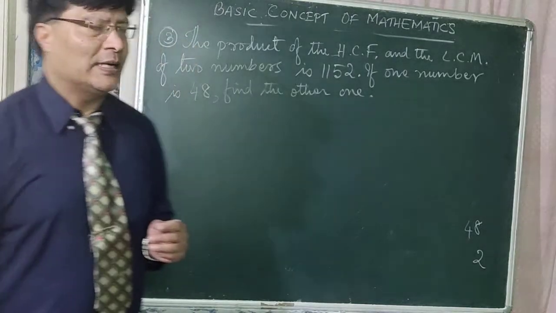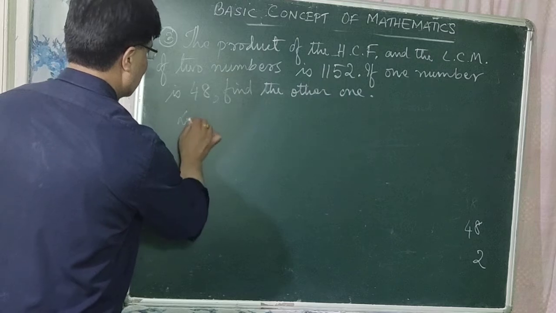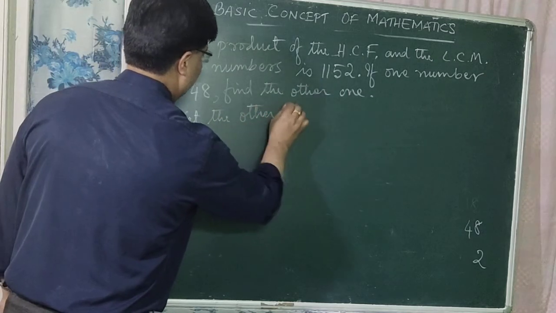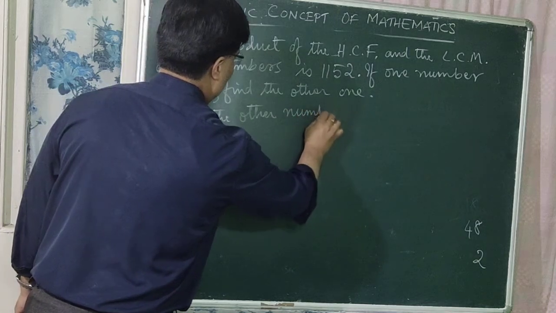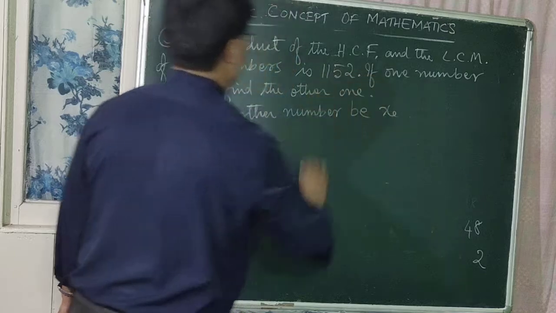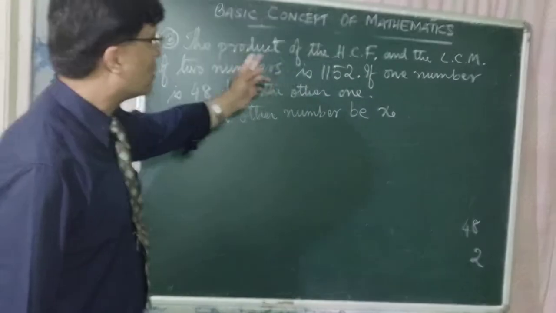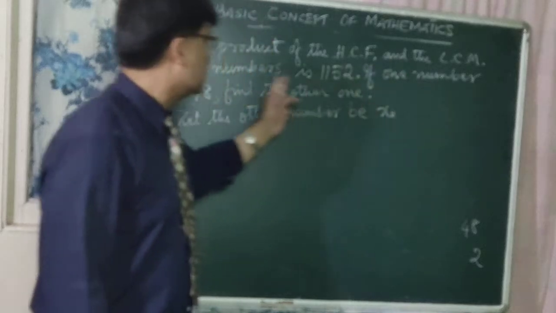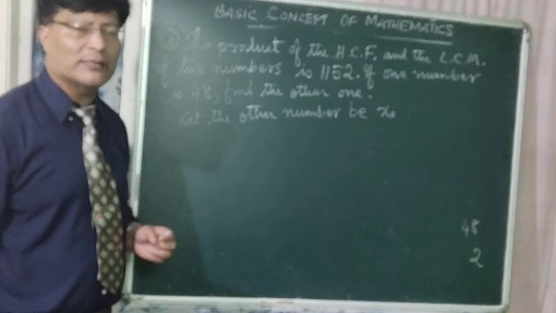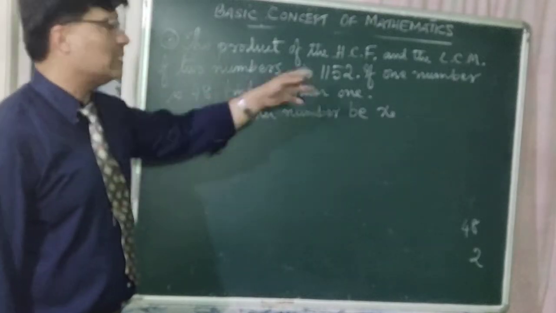Let us assume the other number as x. Let the other number be x, right? Now what is the product of the HCF and the LCM? It is given as 1152. That is, HCF multiplied by LCM is equal to 1152. If one of the numbers is 48, find the other one.